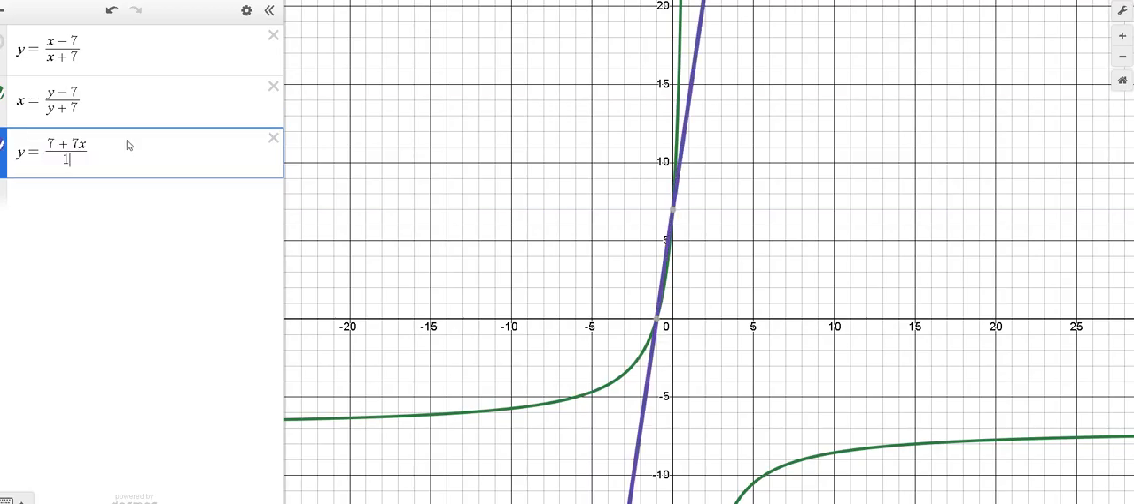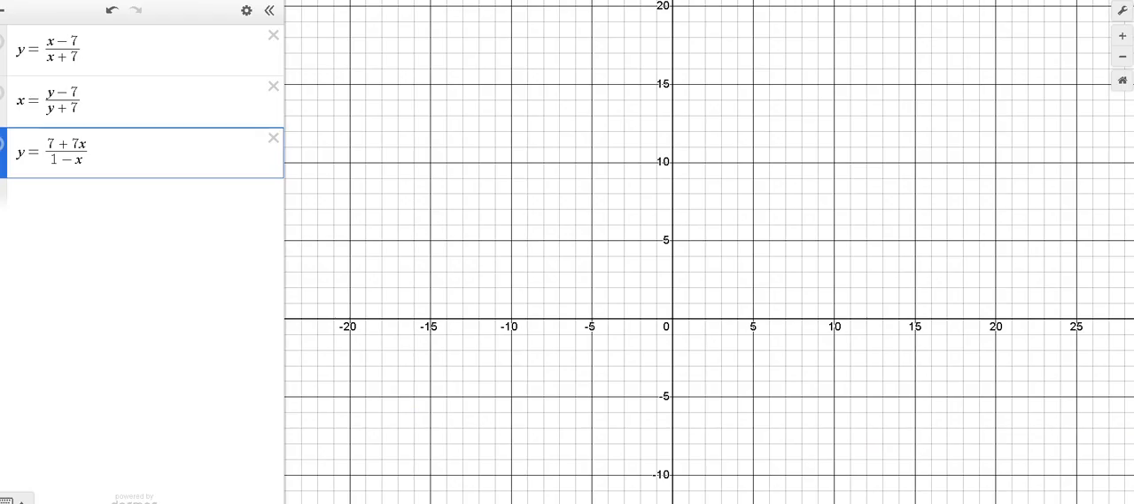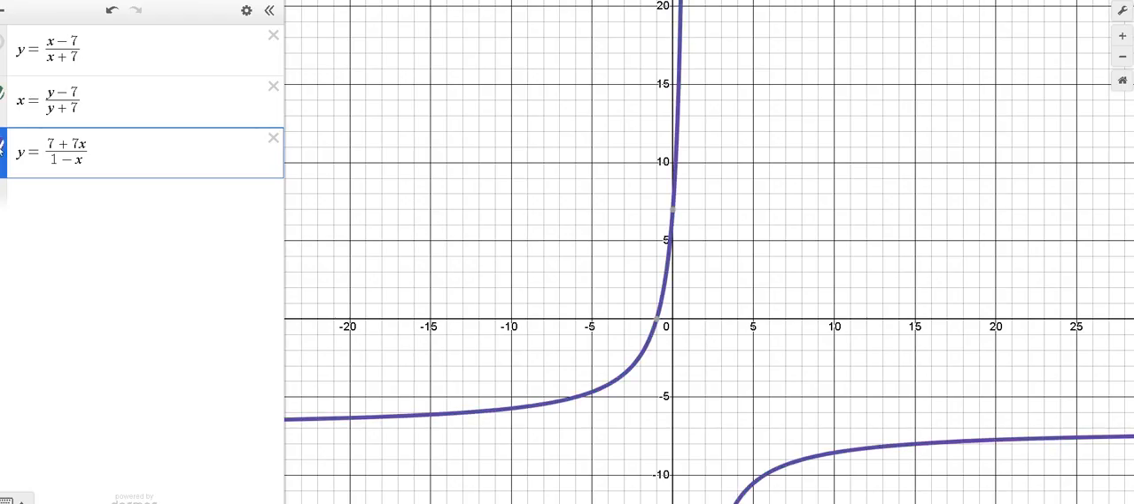Now, how will I know if I got this thing right? Well, this graph and what I'm about to type should be the same, right? And guess what? You turn off one, turn on the other, they're exactly the same. So you feel pretty confident that you got this one right.